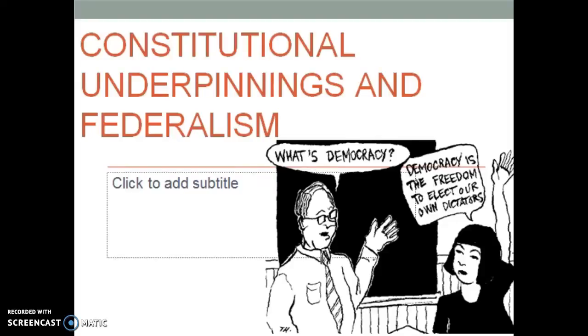Okay, so Unit 1 will be discussing constitutional underpinnings and federalism. And as far as the textbook is concerned, we'll be focusing on chapters 2 and 3. And those will be the main chapters you'll be assessed on. Chapter 1 will be helpful to know, but I won't be directly assessing you on it.